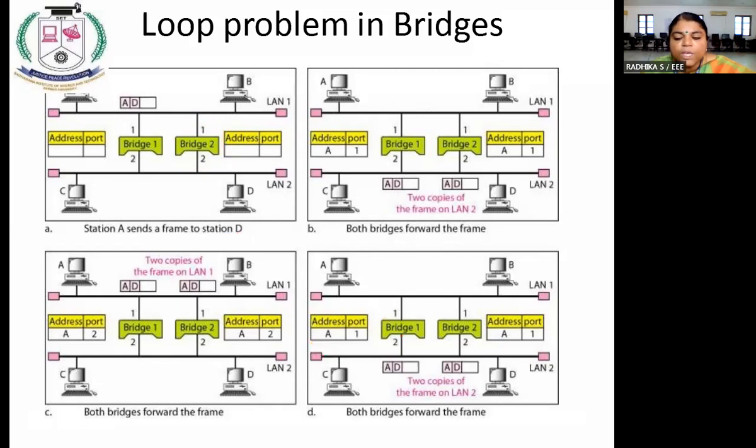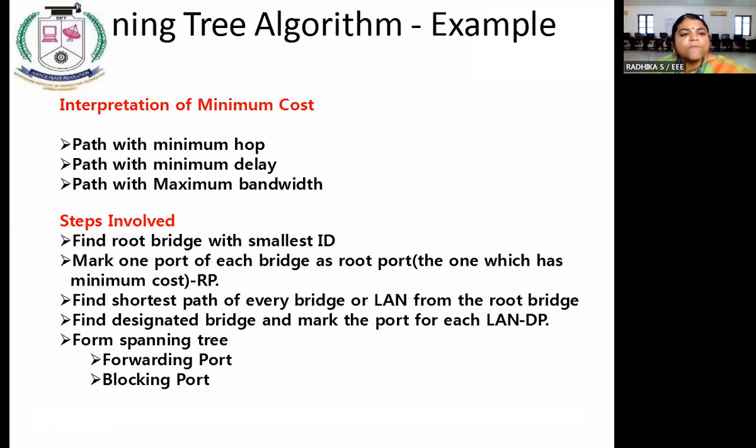So we have the loop problem. So this is called the loop problem in bridges. So in order to avoid or eliminate this loop problem, we go for an algorithm which is called the spanning tree algorithm. So in the spanning tree algorithm, let us just take an example.